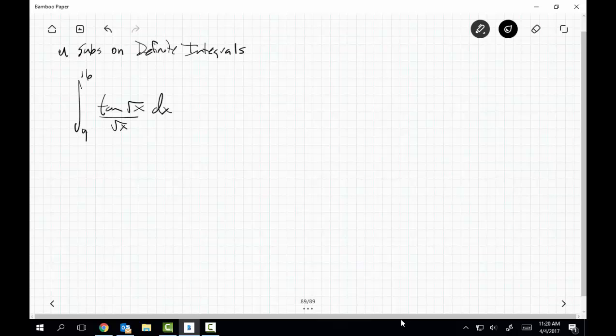Let's use it. All right, so I'm going to let u, just like I did before, equal the square root of x, and I know that du is equal to 1 over 2 root x dx. This is the same sort of thing that I did with e to the root x. I just wanted you to see a little different one.